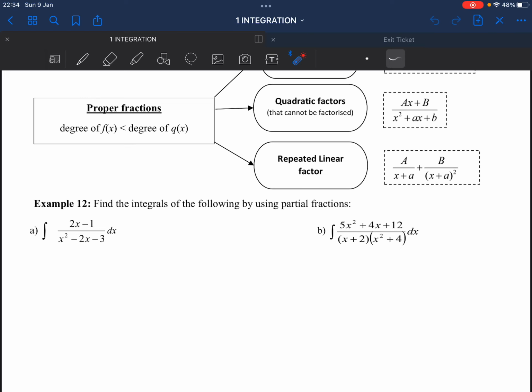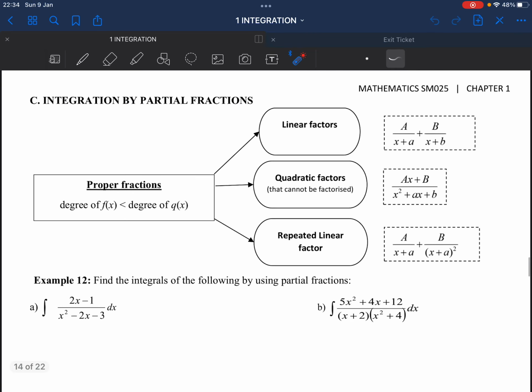Can you use substitution? No. If we take this as our u, we differentiate, we have 2x minus 2. No substitution can be made here. By parts also cannot. So the only way here is to use partial fraction. So how are we going to use partial fraction? First, you have to decompose your fraction here first.